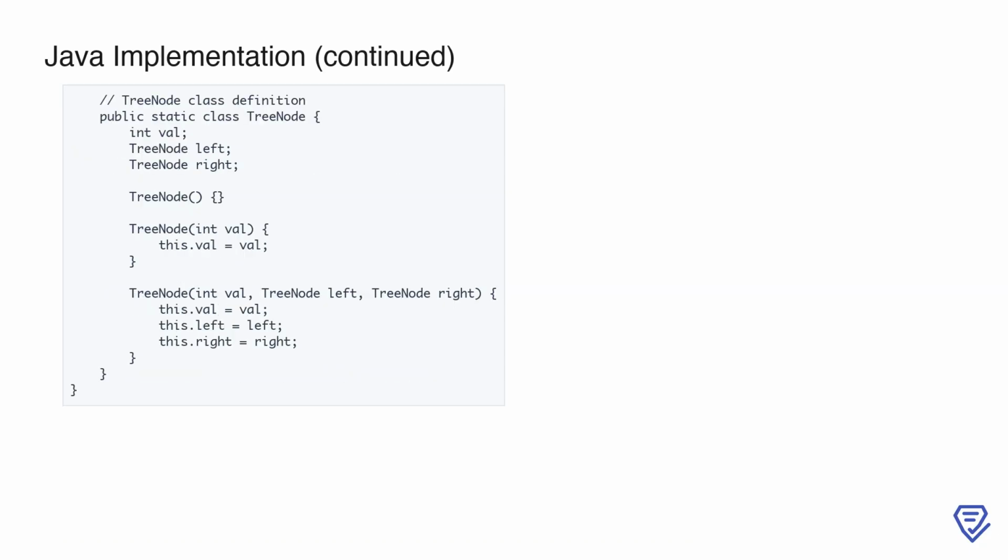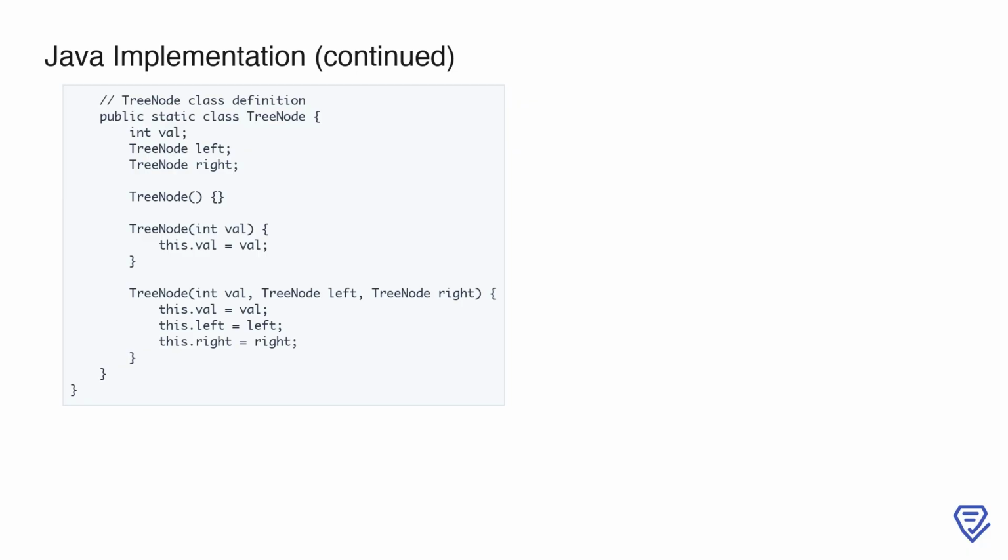The implementation also includes the TreeNode class, which defines the structure of a binary tree node. Each node has an integer value and references to its left and right child nodes. There are 3 constructors provided: a default constructor, one that initializes only the node's value, and another that initializes the value along with the left and right child nodes. This flexibility allows us to construct trees of varying structures easily. With this setup, the TreeNode class serves as the foundation for traversing and evaluating the binary tree in the DFS method.